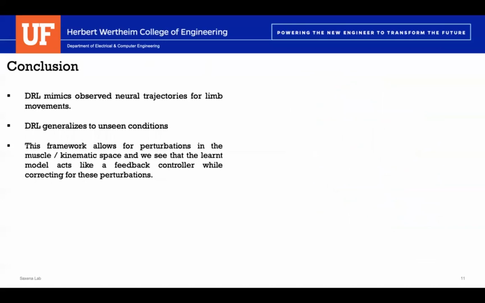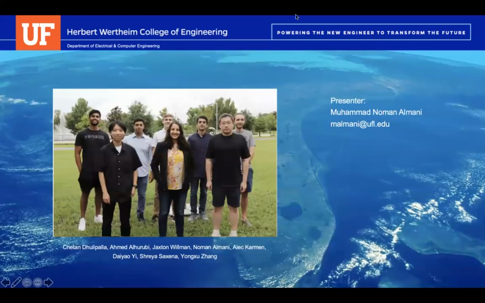To conclude, we can validate that deep reinforcement learning mimics observed neural trajectories for limb movements. Deep reinforcement learning also generalizes to unseen conditions. This framework allows for perturbations in the muscle and kinematic space, and we see that the learned model acts like a feedback controller while correcting for these perturbations.